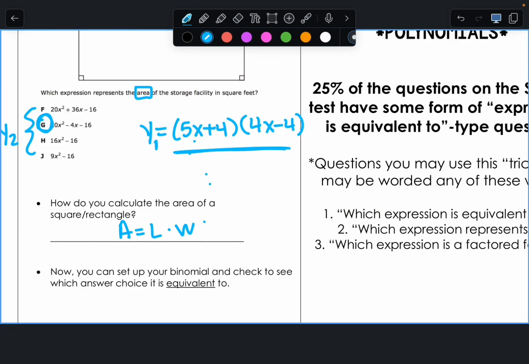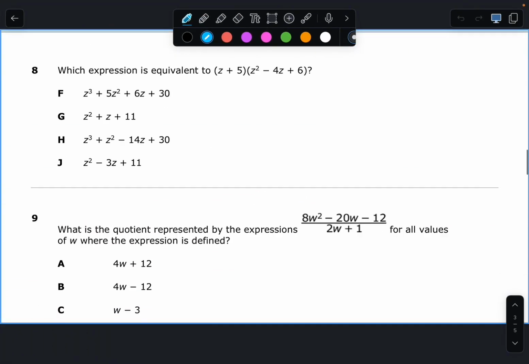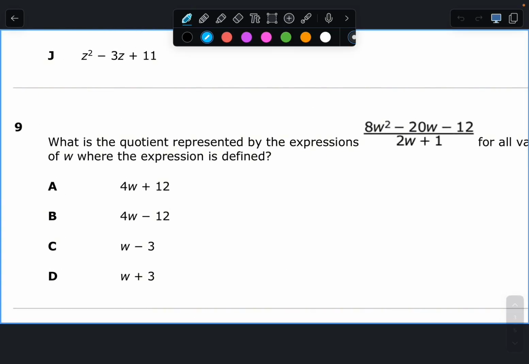The first one you need to go to is number 9, because number 9 is not similar to anything we did in the booklet. This one says, what is the quotient? What does quotient mean? Multiply. Oh wait, no. Divide. Now, we did practice dividing polynomials. We did do that in class.